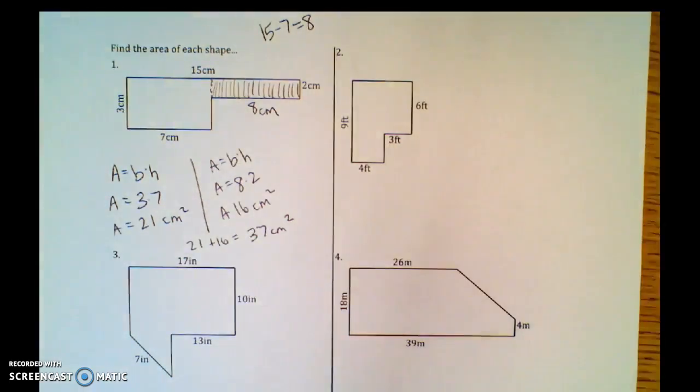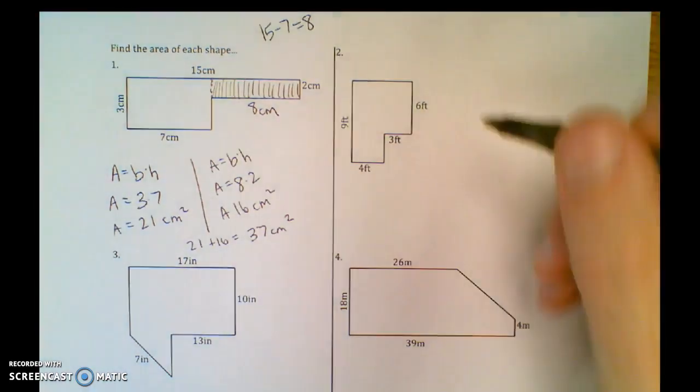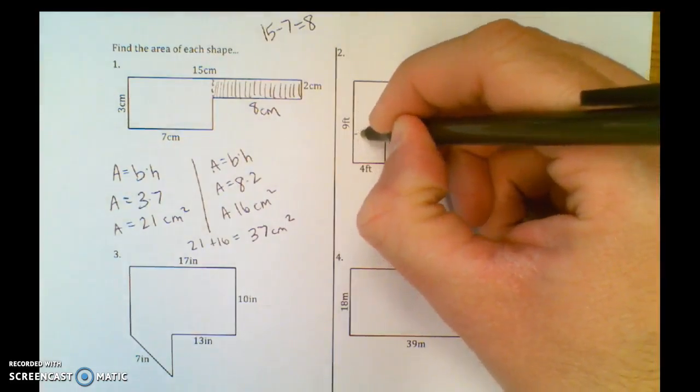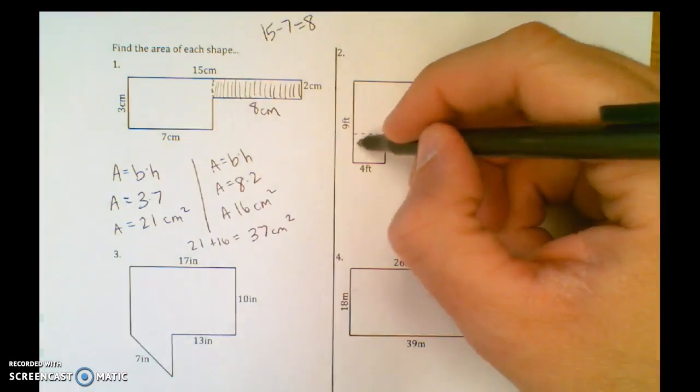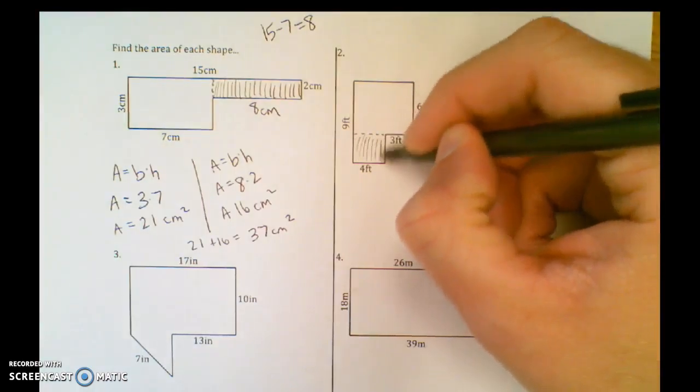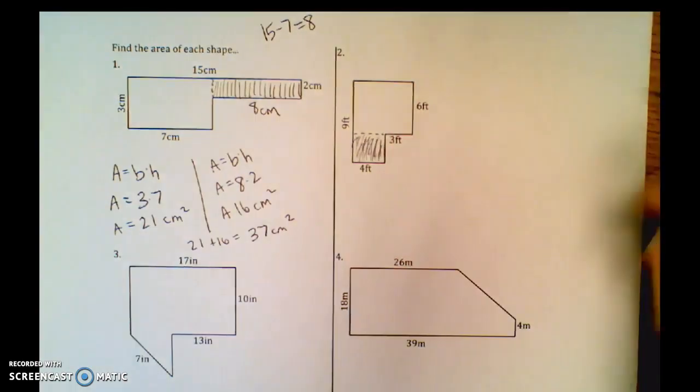So for number 2, same idea. I'm trying to find shapes that I can break these into to help me solve my problems. So it looks like with this one, I can cut this up into this shape down here and then another rectangle there. I'm going to shade in the two different shapes so I can see the differences.